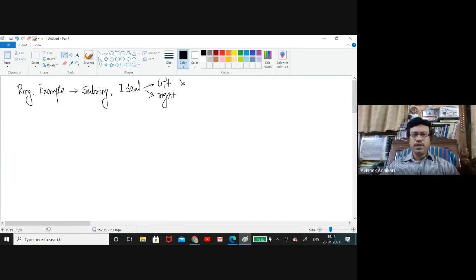And we have seen that in some rings there exists some left ideal which is not a right ideal, and in some rings there exist some ideals which are right ideals but not left ideals. Certainly in the case of a commutative ring, if we have a left ideal, then we can also think of it as a right ideal as well. So we have seen a few of these examples.